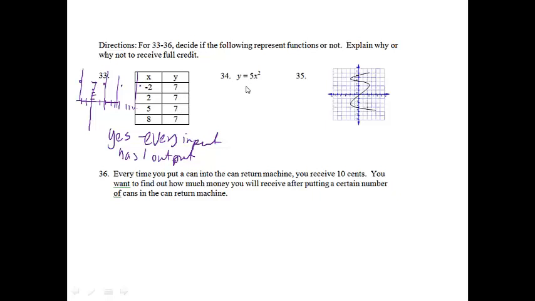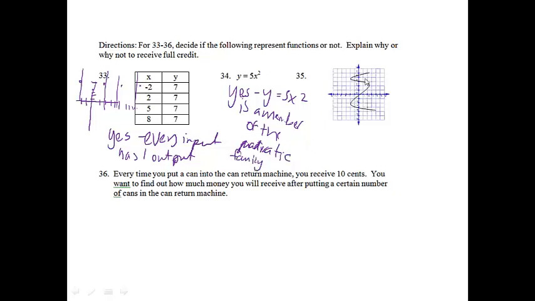Okay, y equals 5x squared. If you look at my charts at the back of the room, you will notice that this is a member of the quadratic family. So this is going to be a yes. I'm just going to say y equals 5x squared is a member of the quadratic family. It's not the exponential family because the squared makes it quadratic.